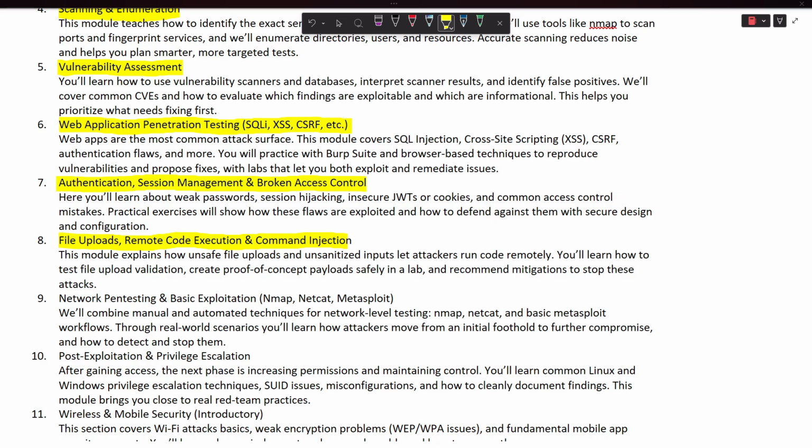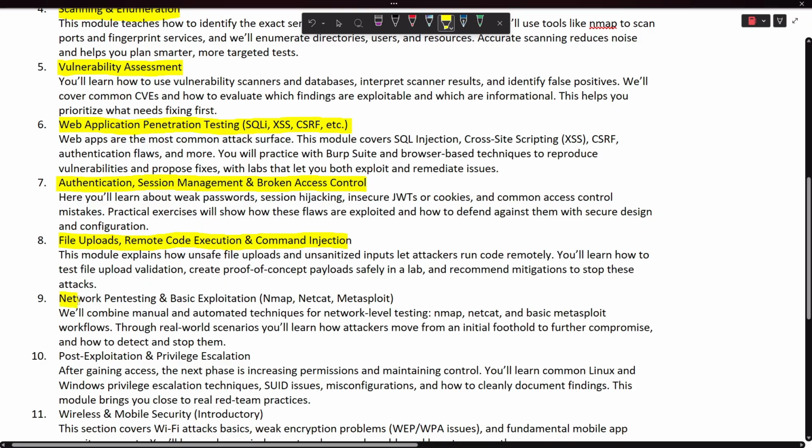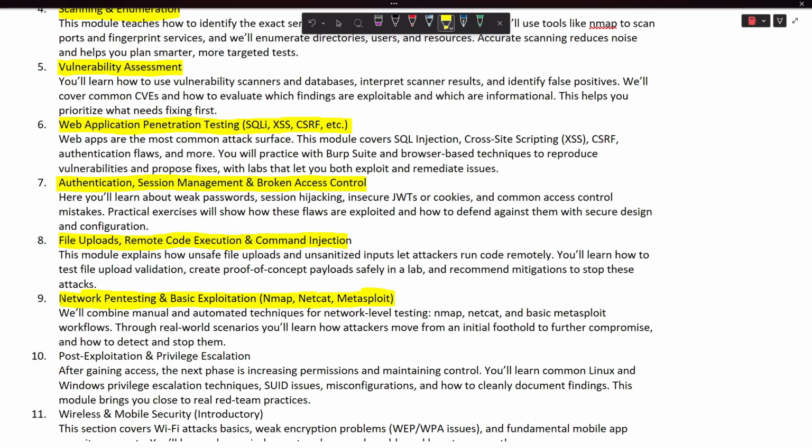Okay, and in module number 9 we will be learning about network penetration testing, basics of exploitation, and we will be learning about different tools in it, like Nmap, Netcat, Metasploit. We will be taking reverse connections. We will be performing Nmap scans. We will be checking for vulnerabilities with the help of Metasploit. So many things are involved in it.